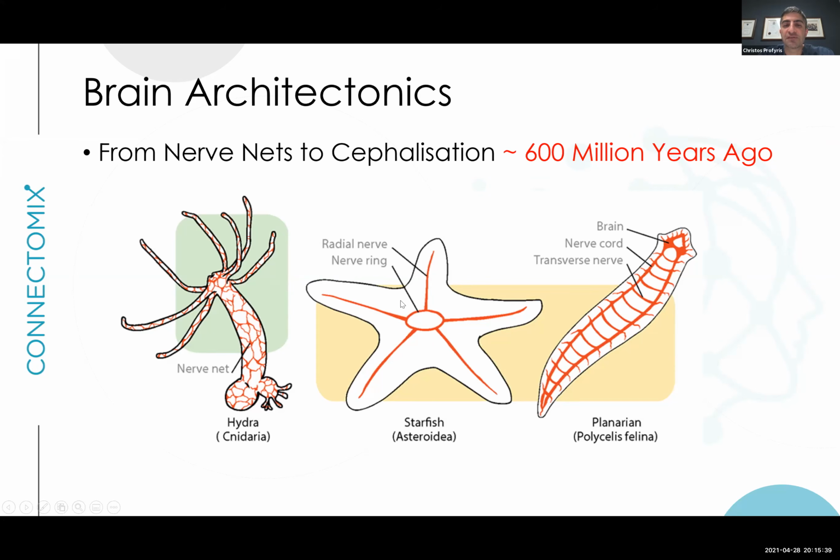The starfish then evolved to have a nerve ring with some radial nerves, but it wasn't until creatures such as the flatworms that we started getting cephalization, i.e. a concentration of brain cells around the head of the animal, where we started to see change in how the brain was going to start evolving. But the real beginning starts with the phylum Chordata about 600 million years ago.